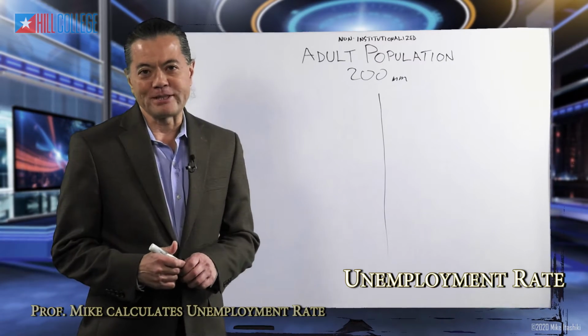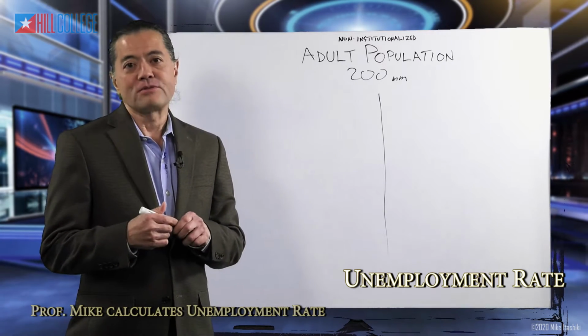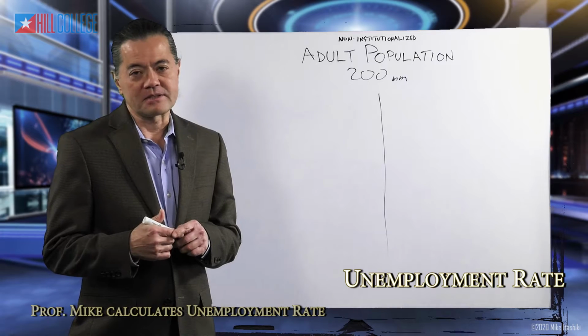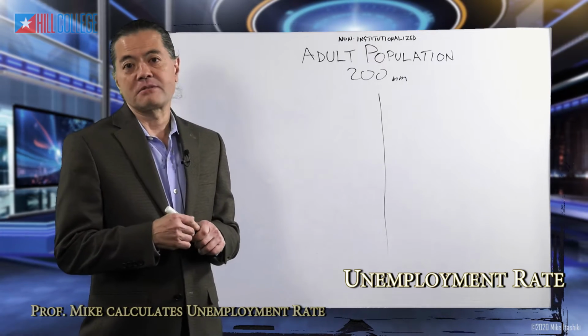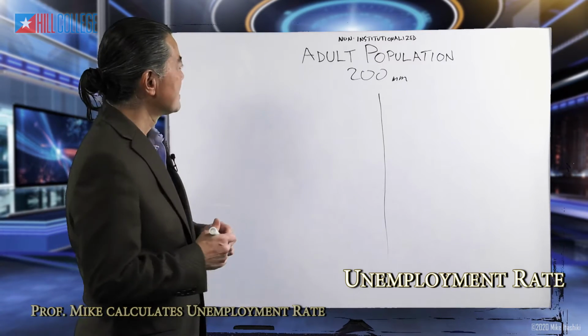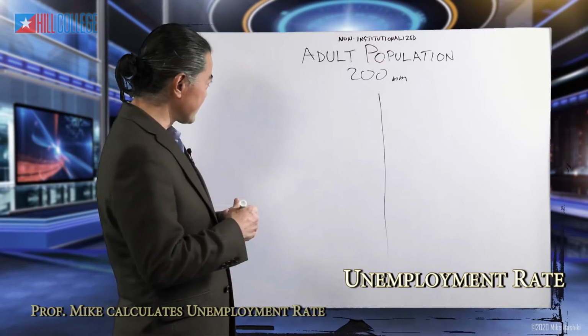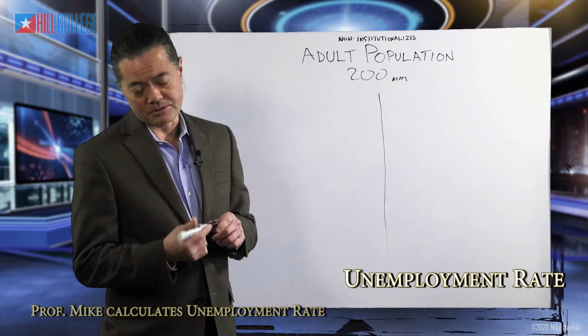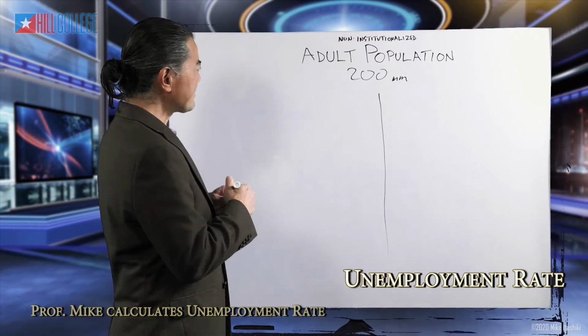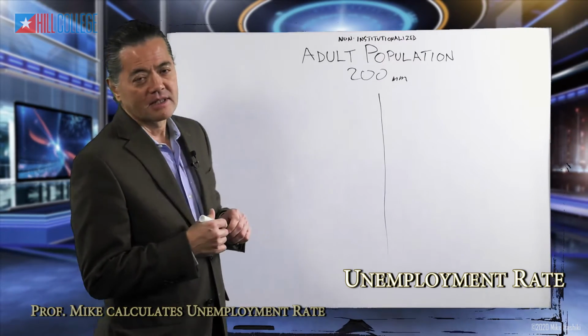Let's talk about unemployment. Make sure you know frictional, structural, and cyclical types of unemployment. Here we'll do some numbers. Say there are 200 million adults in the U.S. that are not institutionalized. They could potentially work.